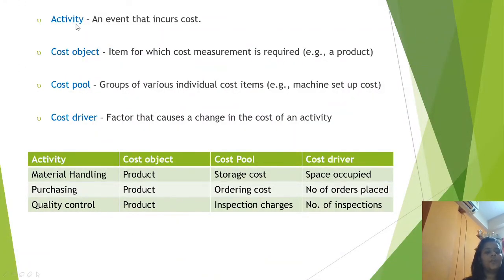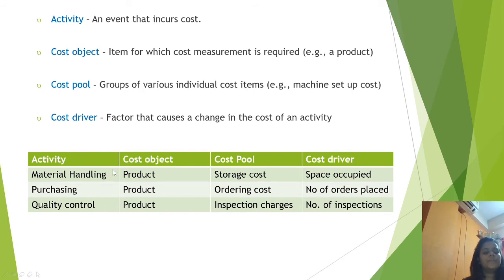So we have seen what an activity is. It is an event that incurs cost. The cost object is the item for which cost measurement is required. Cost pool is the group of various individual items of cost, and cost driver is a factor that causes a change in the cost of an activity.